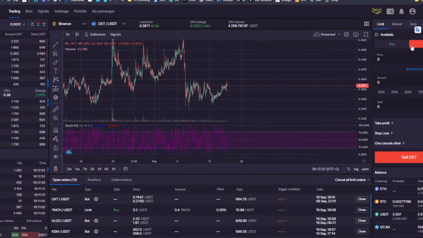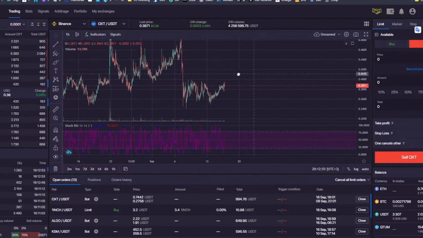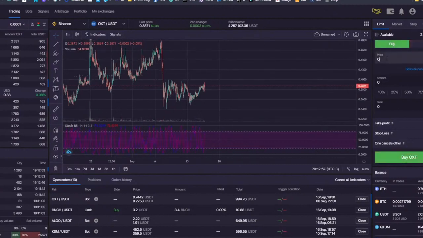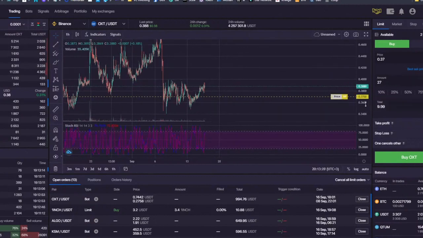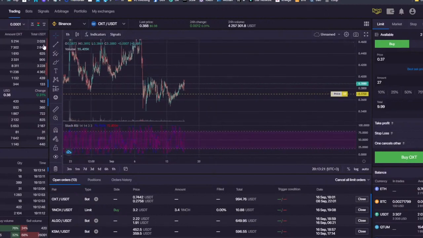So you would use a limit buy or limit sell order when you are not in a rush to enter or exit the market. You'd rather wait for the market to reach some price, and once it reaches this price you will enter automatically. So for example, I want to buy OXT at 0.37. It can be 10 minutes until it reaches this price, or it can be a few days, even weeks. That's the thing. It's a pending order, and it's going to be triggered only once the price hits it.